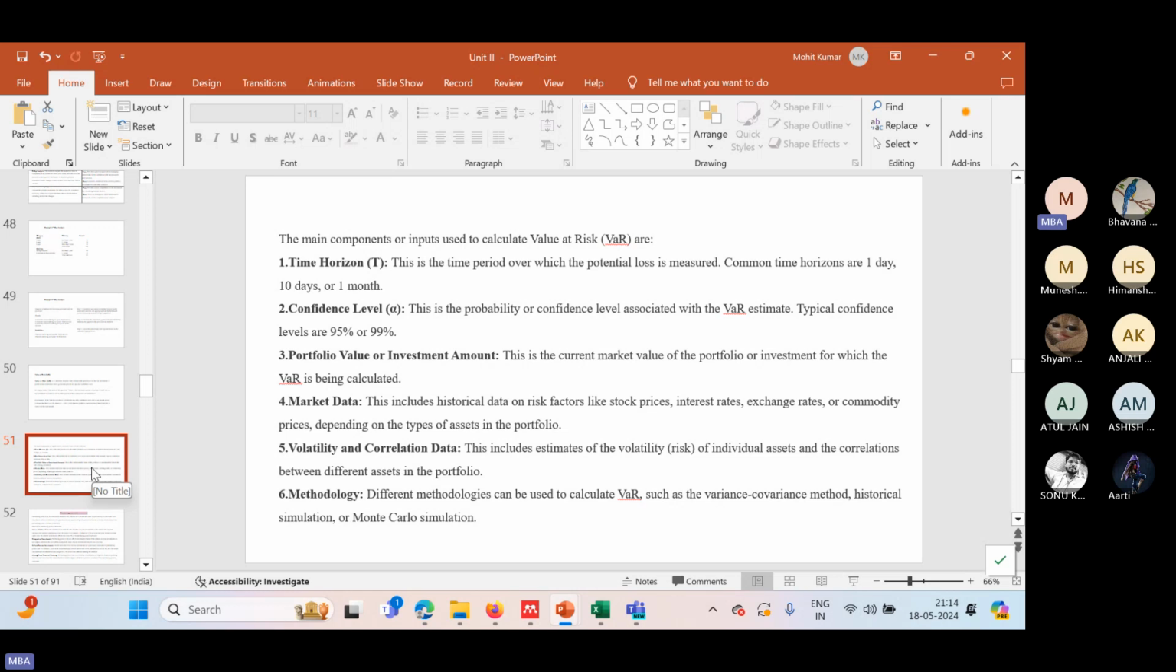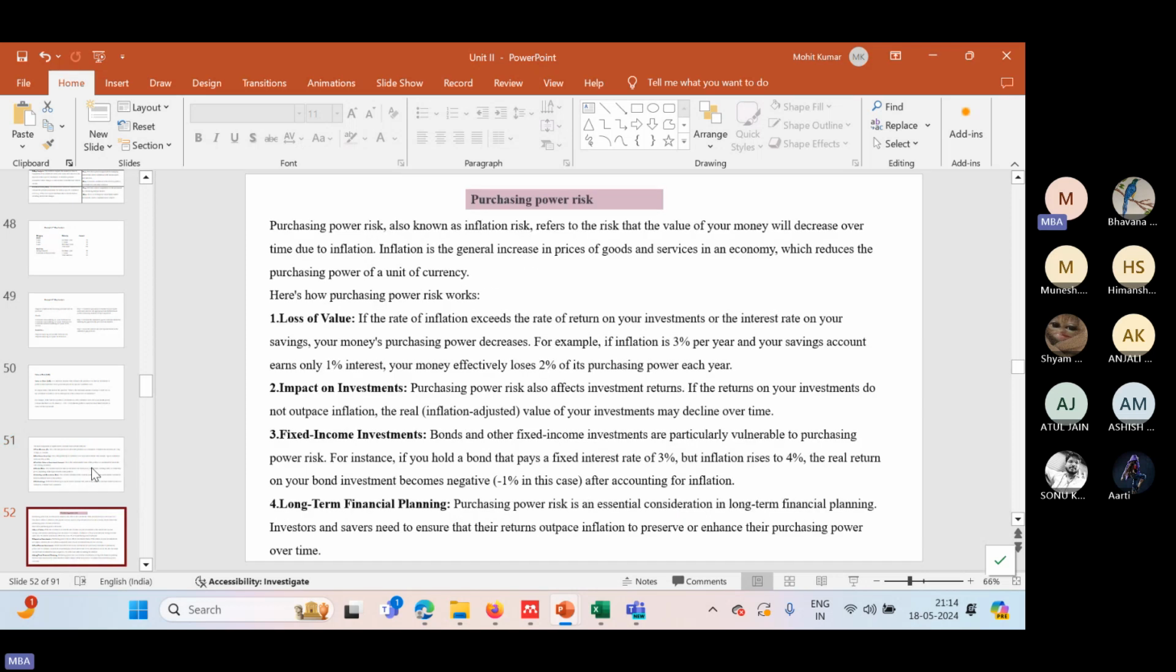Okay, these are all we covered. What is purchasing power risk? This is nothing but the risk that arises because of change in inflation, because of which your purchasing power is going down. Majorly what we covered under it is mostly inflation risk, which affects your purchasing power, because of which you may lose the value of your investment.